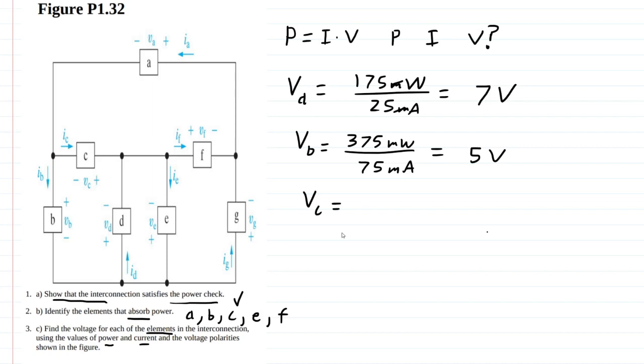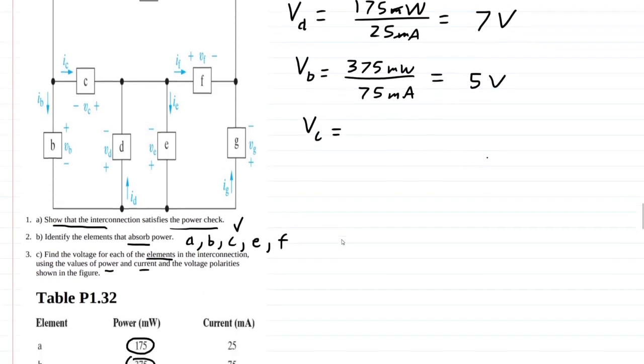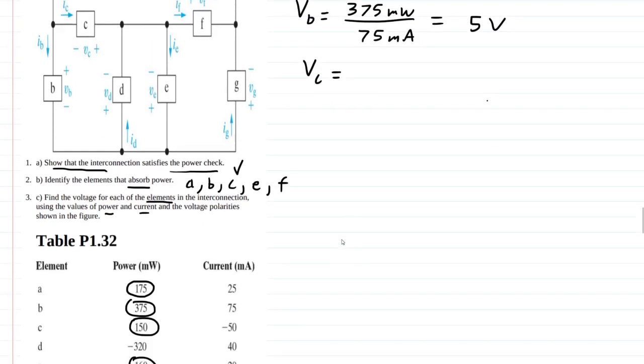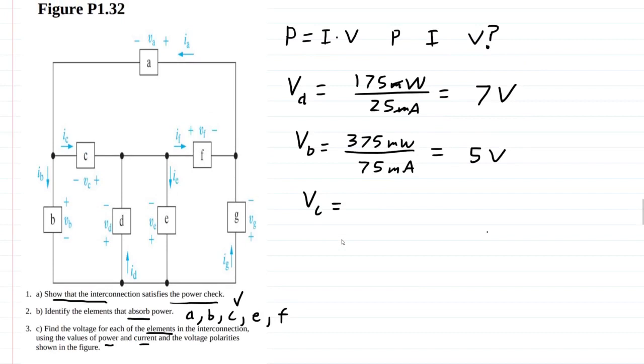VC, similarly, we have a little bit of a caveat here. If you go back and look at these, you see how the current flows from plus to minus here, and in B, current flows from plus to minus. We don't have to worry about flipping a sign there. But in C, the current flows from minus to plus. So we're going to have to put a minus in front of our whole expression.